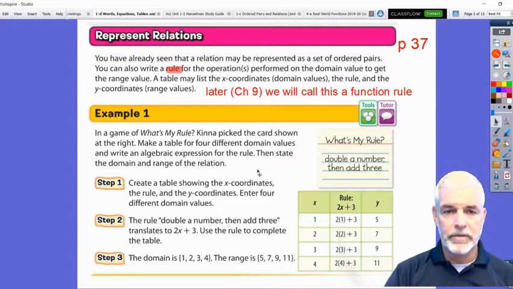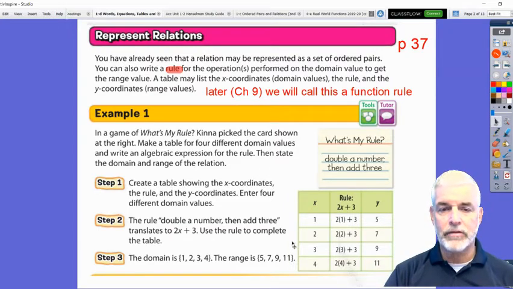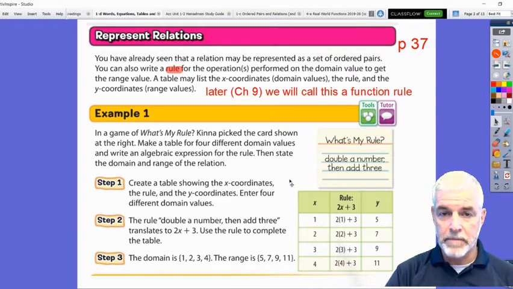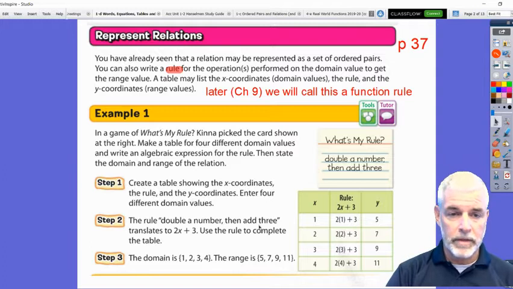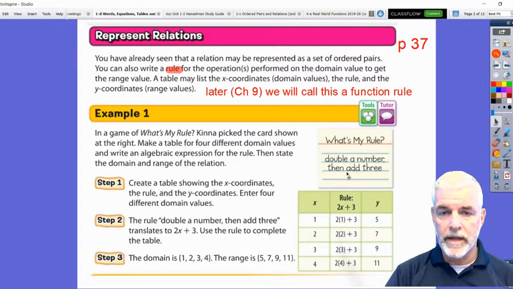Okay, so the steps here: make a table showing the x coordinates. Now, the x coordinates that you pick here, the domain values, you can pick them yourself if they're not picked already for you. If they don't tell you what values to use in the domain, then you choose them yourself. We'll talk about that in a second. Then you do your rule. Double a number, then add 3 means to multiply that input number times 2 and then add 3. Okay, so there's your rule.